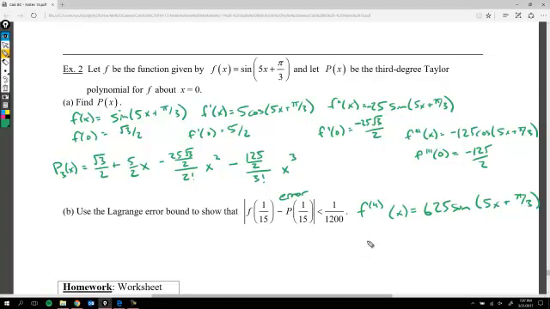Okay, well, I need to establish what the maximum value is between 0 and 1/15th, because that's the value that they're asking me to estimate. Okay, I'm centered at 0, that's where the 0 comes from. The 1/15th comes from what I am estimating. Okay, so that's right here.